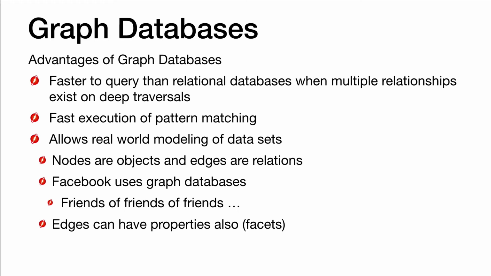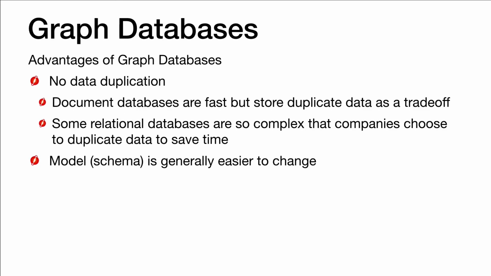Edges can also have properties. They're called facets. It's considered taboo in relational databases to duplicate data, but sometimes it's necessary if there are several tables and the queries are complex. It helps simplify the process and also speed up the process. Graph databases don't need to do that. Also, document databases are kind of the opposite. They sacrifice data duplication for speed and simplicity. Generally, the schema is easier to change depending on what type of node is being changed.